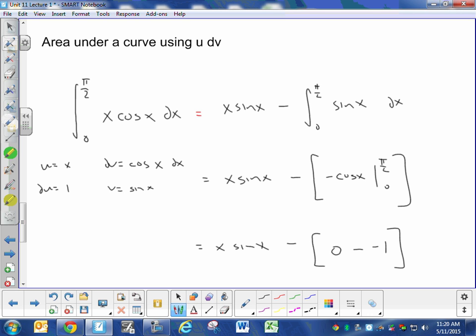Does that make sense as an answer? x sine x minus 1. This is minus a negative 1. Yeah, why doesn't it make sense? Because you didn't find the change in x sine x. Exactly. This entire thing is the antiderivative. You have to find the change in both of them.